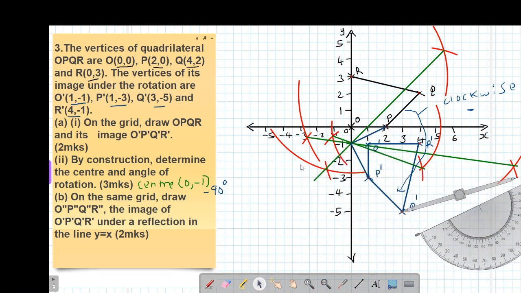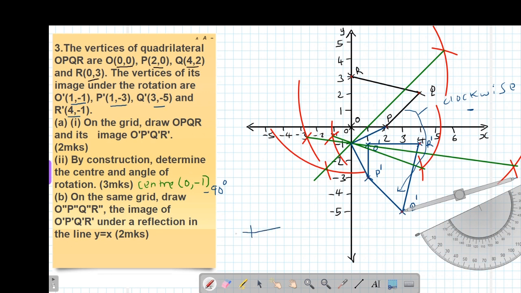Then we move to part B of the question, whereby we are told that on the same grid, draw O double prime, P double prime, Q double prime, R double prime, the image of O prime, P prime, Q prime, R prime, under a reflection in the line y equals x. So that means y equals x will be our mirror line. So we need to draw the mirror line.